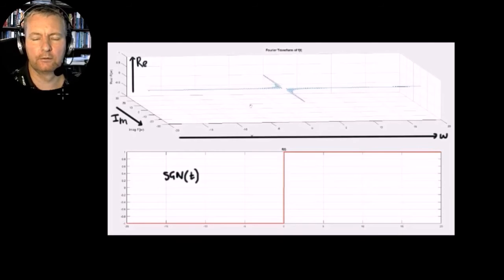We will look at this in MATLAB just in a second, but this is the signum function in the bottom line here, and this is the Fourier transform of it in the top line, and you can see it's a purely imaginary function. There's no real parts, so there's no vertical parts on this function here. So let's have a wee look at it in MATLAB.